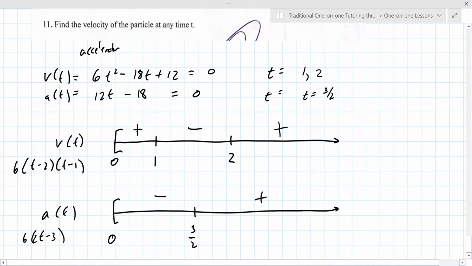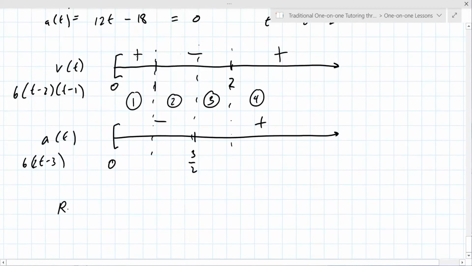Good. Okay. So now if I draw some dotted lines, it's like 4 regions. There's region 1, region 2, region 3, and region 4. So what is happening in region 1? In region 1, the velocity is positive, but the acceleration is negative. So velocity is positive, acceleration is negative.